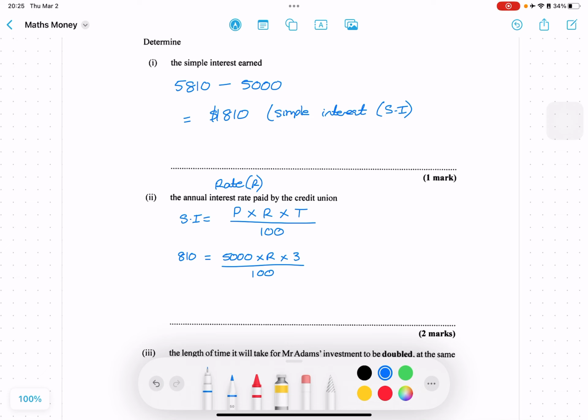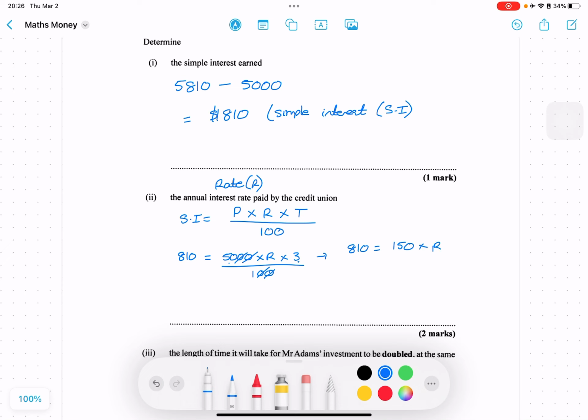This is looking big and it's looking very ugly. So let's simplify. We could cancel out some of these things. The 2 zeros in the 100 could cancel out the 2 zeros in the 5,000. And we can actually multiply the 50 and the 3. So now this becomes a little bit simpler. You have the $810 is equal to 50 by 3, which is 150, multiplied by the R.